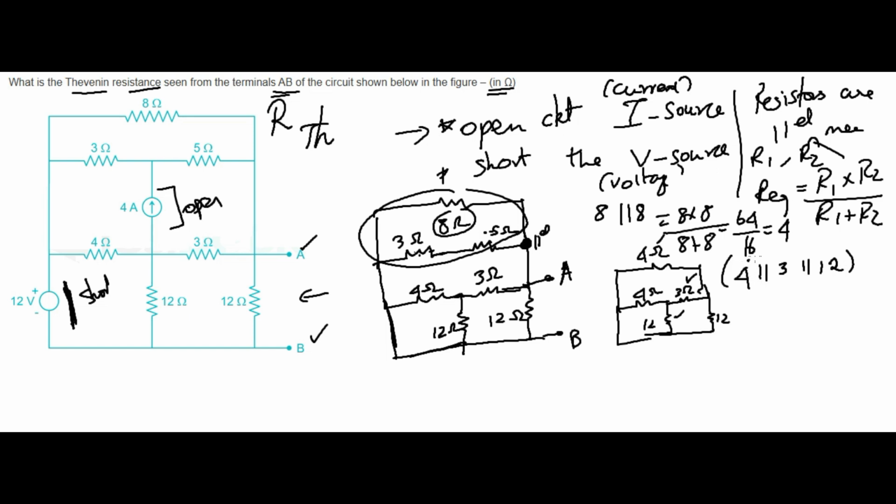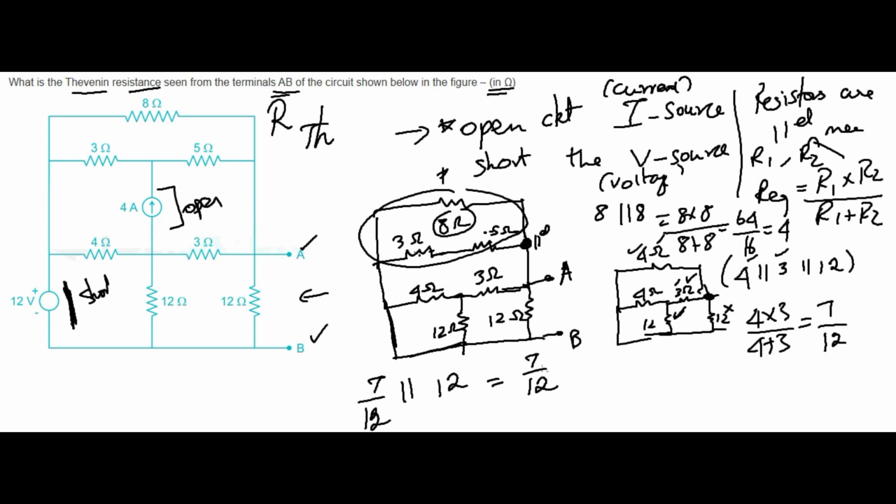Now first you take 4 and 3. This 4 is in parallel with 3, because the junction is here. So 4 into 3 divided by 4 plus 3 is equal to 12 divided by 7. Now 12 by 7 is parallel with, listen to me, very important, which one? This 12. Don't take this 12 because it is on the main terminal side. We take the other 12. That is very important: we should not disturb the main terminal side.